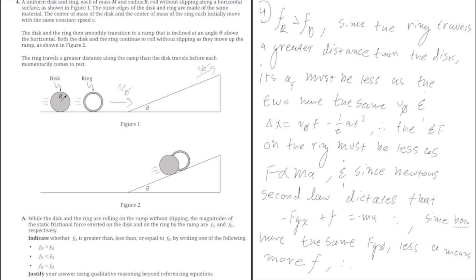So what you need to reference is basically the fact that they gave you. The ring travels a greater distance. Therefore, it has less acceleration. Therefore, by Newton's second law, it has to have more friction, because more friction means less sum of forces, which means less negative acceleration. Bam, done.